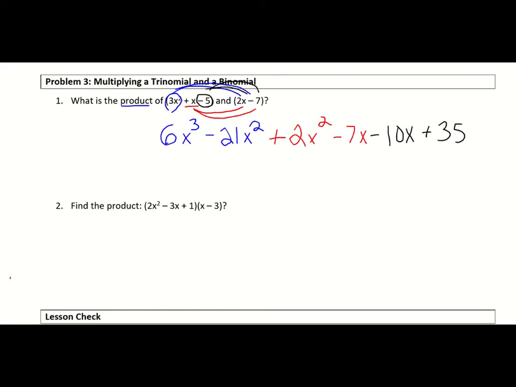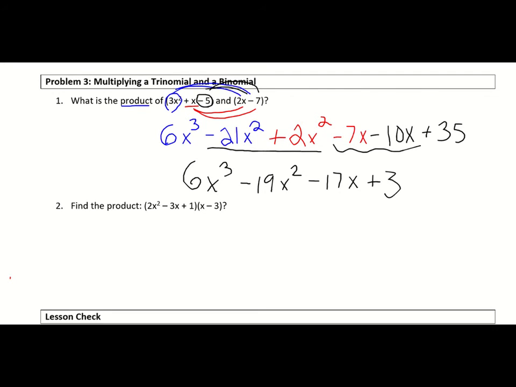So once I've distributed everything, I do want to combine my like terms and write this simplified. So I'd have 6x cubed, negative 21 and 2x squared would combine to make negative 19x squared. Negative 7x and negative 10x to make negative 17x. And then the 35 would drop down. So a trinomial and binomial is the same process. It's just we need to distribute 3 times instead of 2 times.